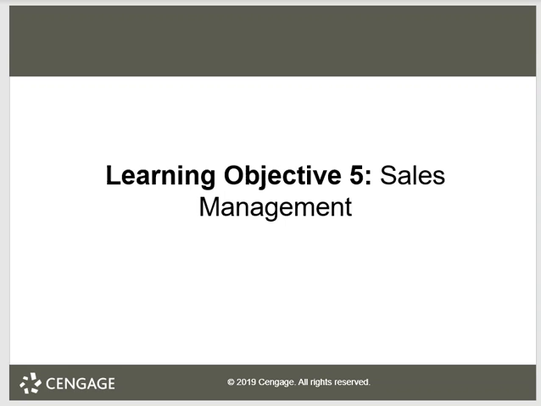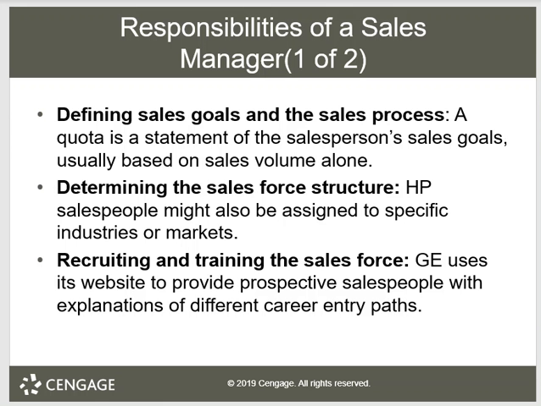So, sales management, now managing the sales team. Responsibilities of sales management: defining sales goals and the sales process. A quota is a statement of a person's sales goals, usually based on the sales volume. And a quota sometimes could be, you need to make 5 times your salary to just keep your job, and then anything above that, you get a percentage as a commission. Those are some ways that I've structured these when I manage sales teams.